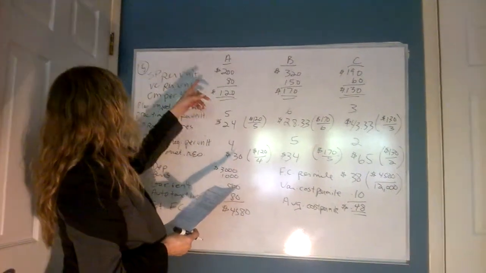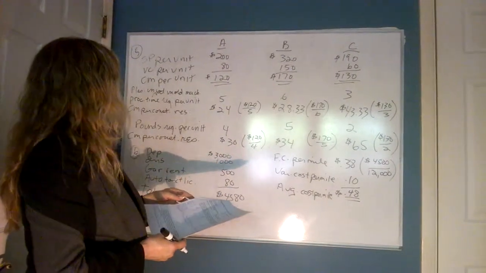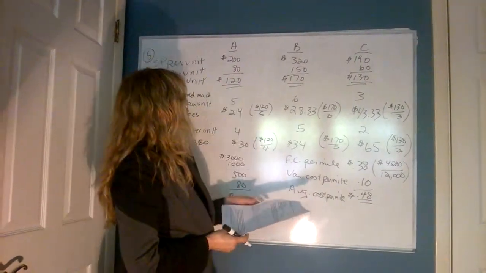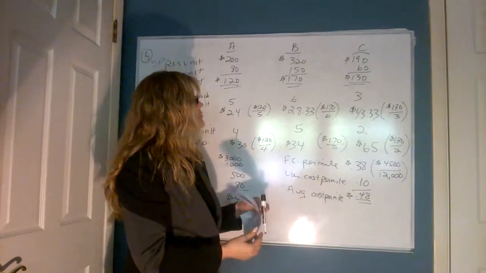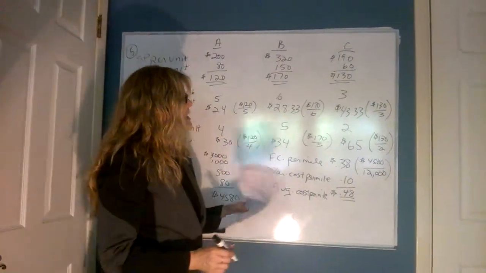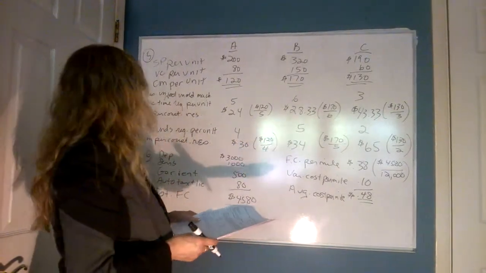So for A, we take our selling price of 200, subtract our variable cost of 80, which gives us 120. B, 320 selling price minus 150 variable cost gives us 170 contribution margin. C, 190 selling price minus 60 variable cost gives us 130 contribution margin.